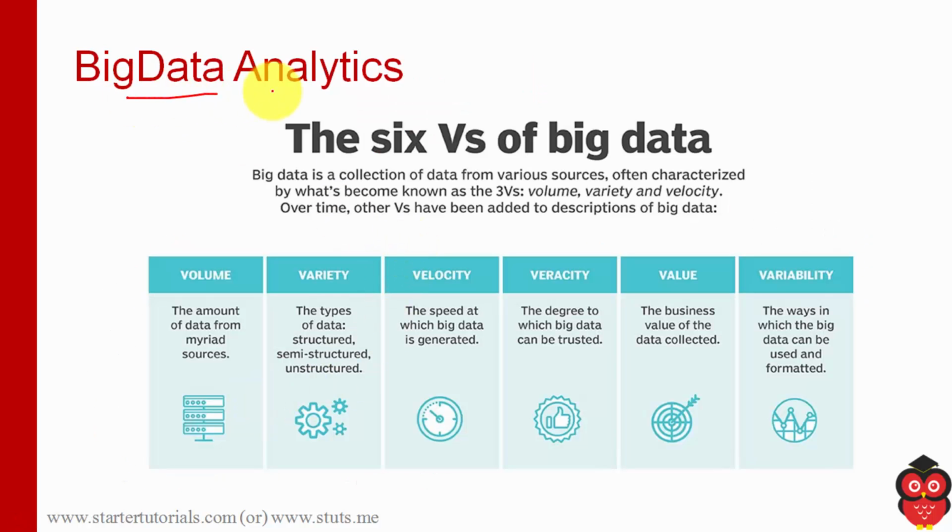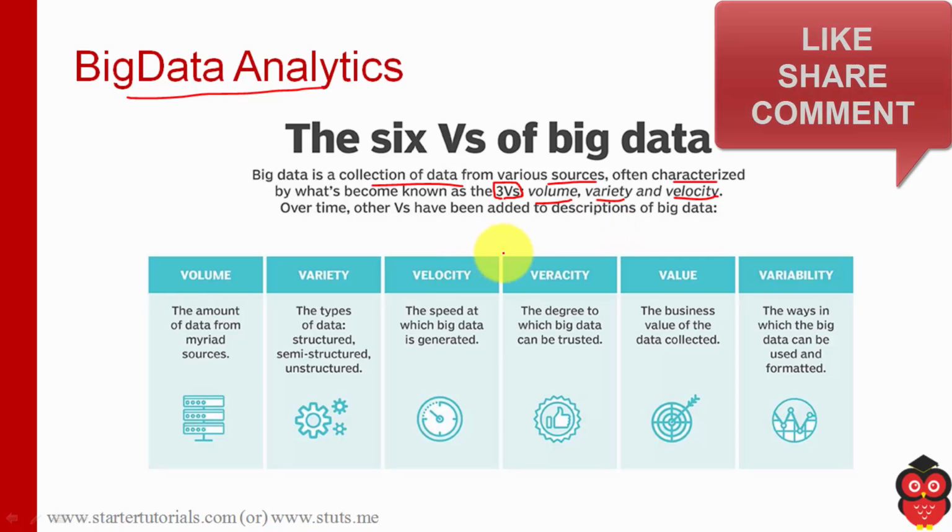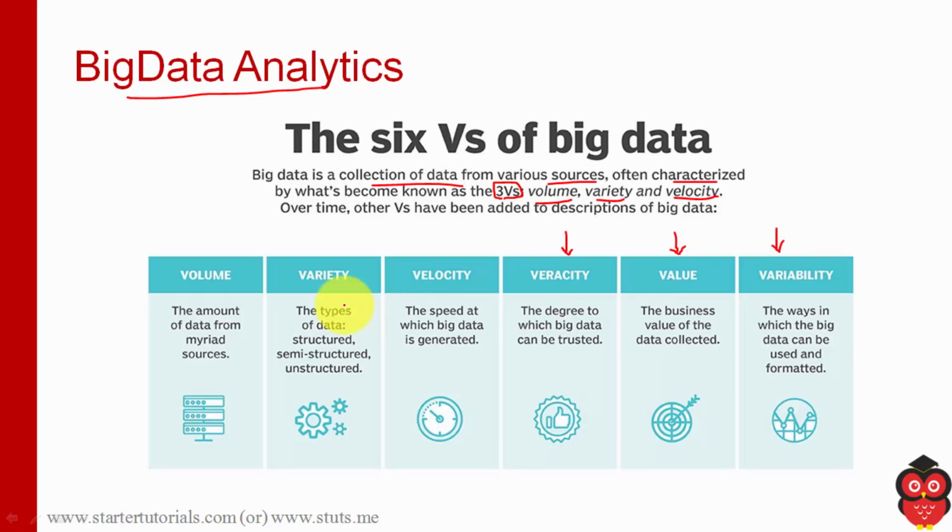Okay, and next we are moving on to another enabling technology, big data analytics. So let's talk about big data. It is a collection of data from various sources, and it is often characterized by three V's initially. One is the volume of the data, variety of the data, and velocity of the data. So initially when big data was popular, there were only three V's: volume, variety, and velocity. Later, three more V's were introduced: veracity, value, and variability.